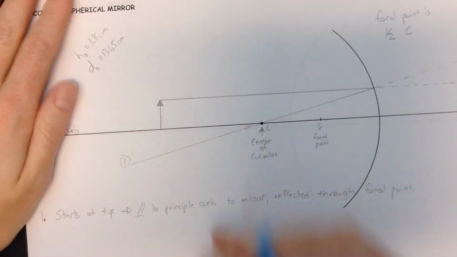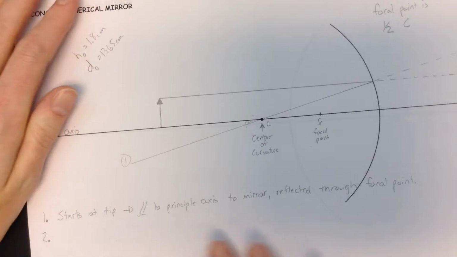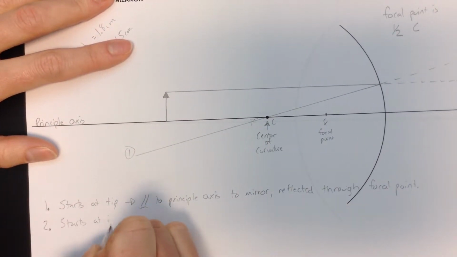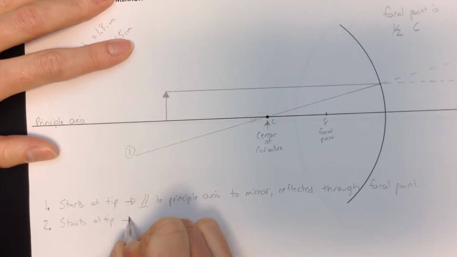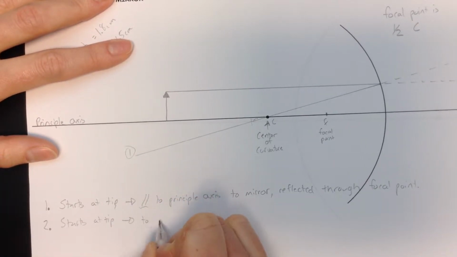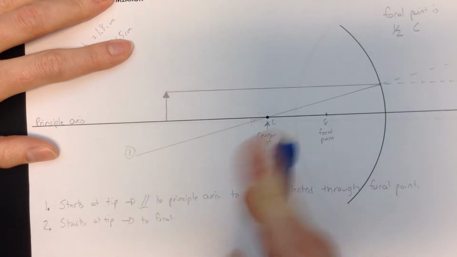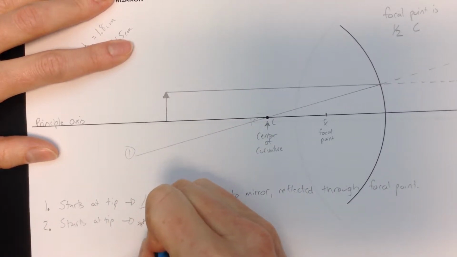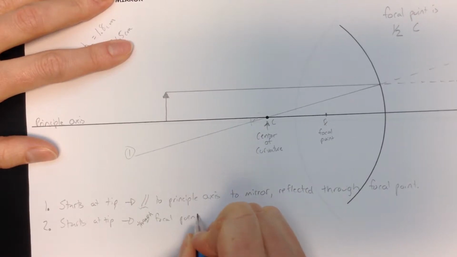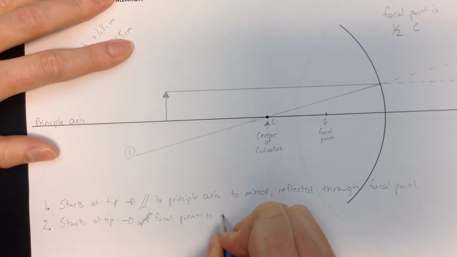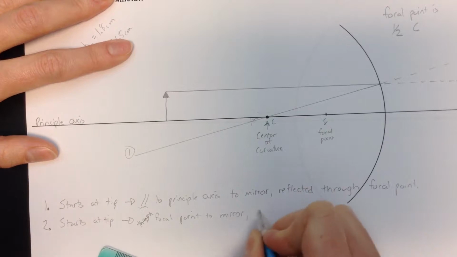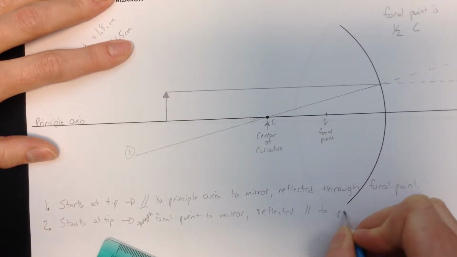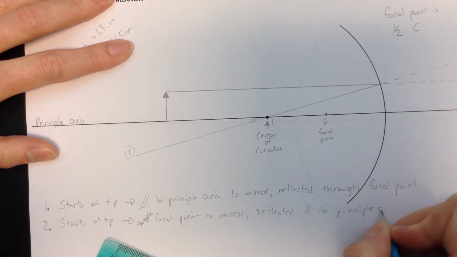That's line 1. The next line I'm going to draw is going to start at the tip, and it's going to go through the focal point to the mirror. And then it's going to be reflected parallel to the principal axis. So it's kind of the opposite of this one that we just drew.